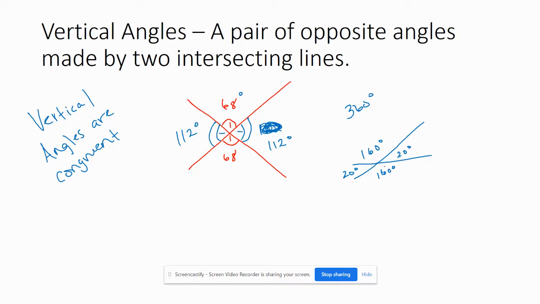These are supplementary. These two are supplementary, right? Supplementary here, supplementary here. Okay. So vertical angles are across from each other and they are congruent.